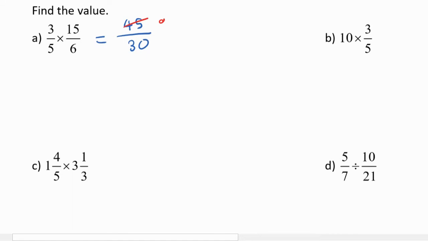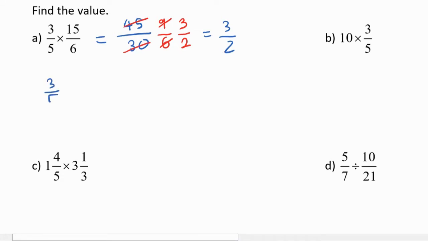Okay, 45 is divisible by 5. So we're going to write 9 here. 30 is divisible by 5 as well. So you have to divide both numbers with the same number. So divided by 5, it becomes 6. And everyone, 9 and 6. 9 is divisible by 3. 9 divided by 3 is 3. 6 is divisible by 3. It becomes 2. So the answer here is 3/2.